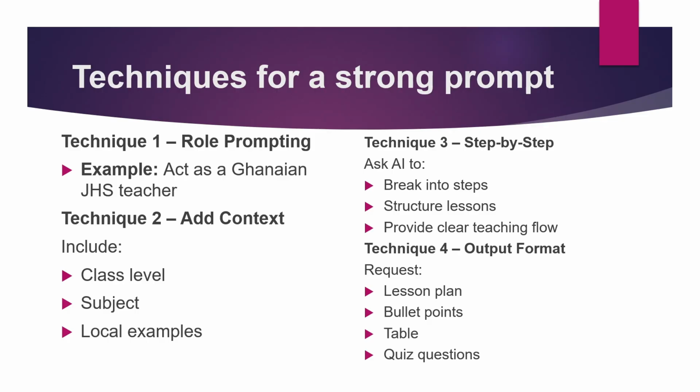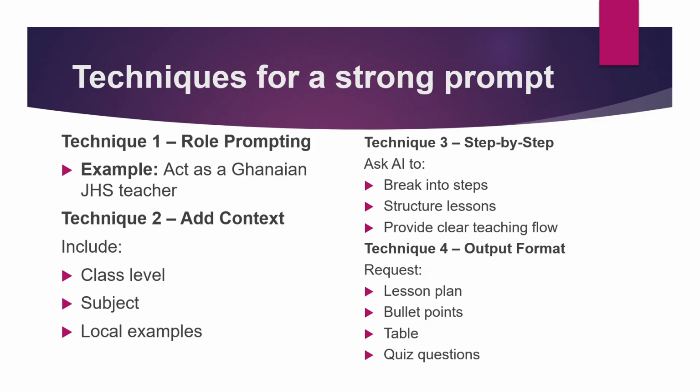So there are techniques that you must follow when doing prompting. Technique 1 is called role prompting. An example is you say act as a Ghanaian JHS teacher. You see, role prompting. Technique 2 is add context. So you add the class level, subject, and local examples. The other technique, which is the third technique, is step by step. You give it step by step instruction, break it into steps. You ask AI to structure the lessons, provide a clear teaching flow.